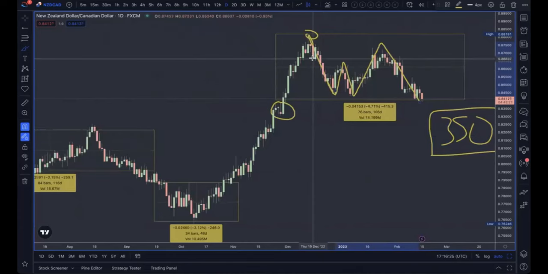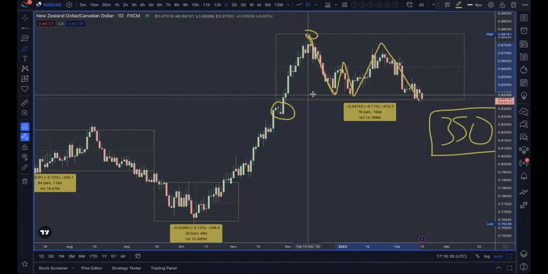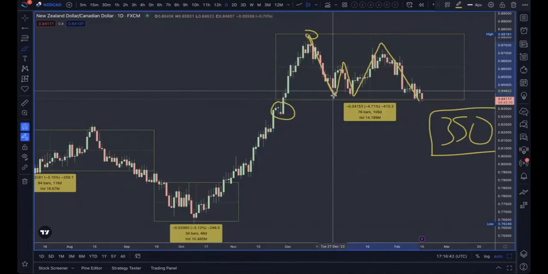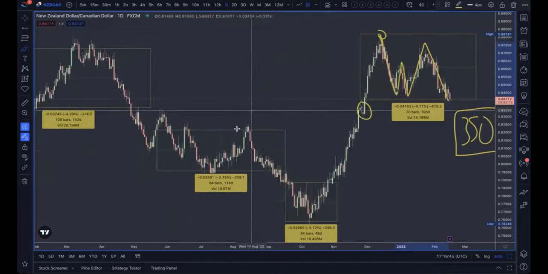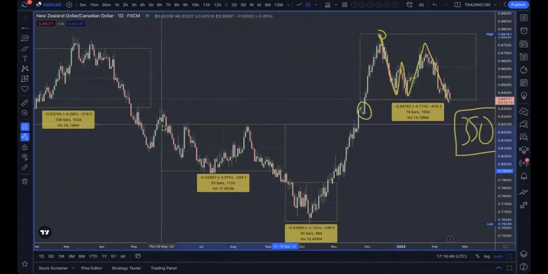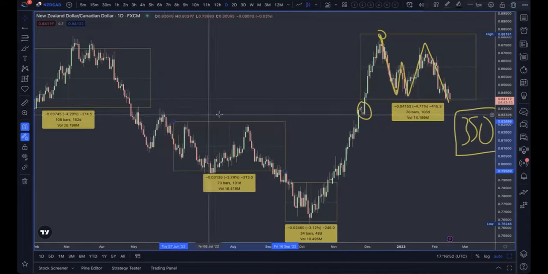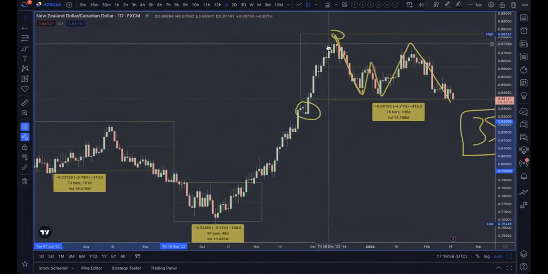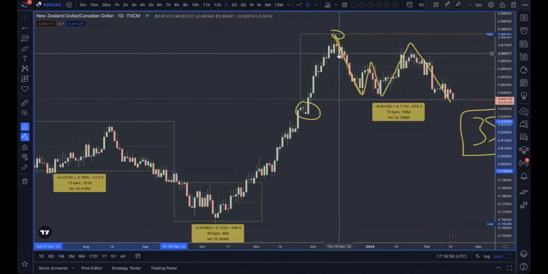Does that make sense? And you're only looking at obvious highs and obvious lows. So if you get a pullback and you've done your backtesting and established the average is 300 to 400 pips, somewhere in that region, that is one of the things you're looking for.